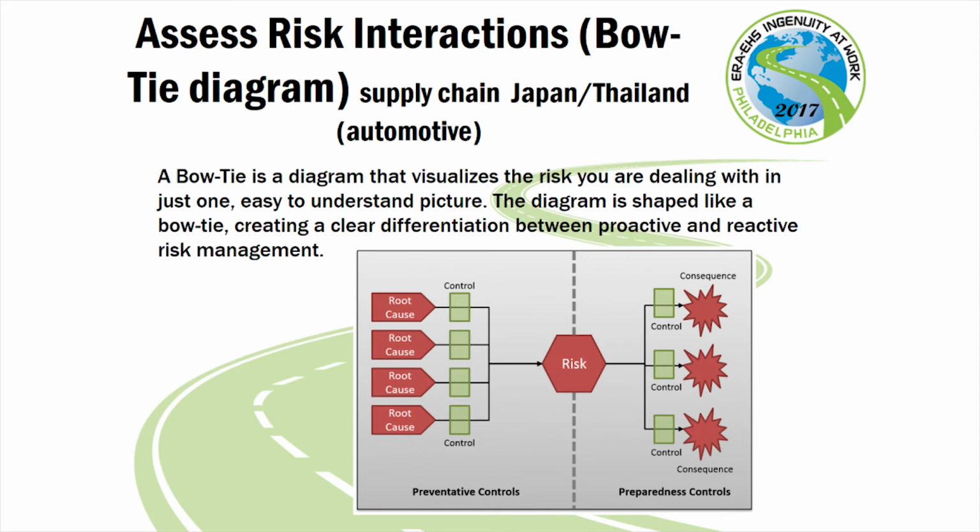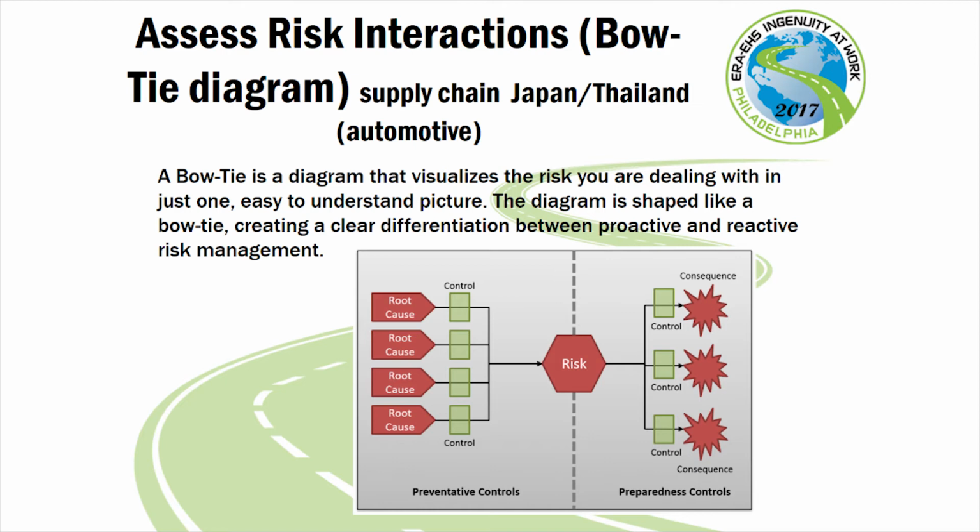This diagram is referred to as the bow tie diagram, and it's what we call assessing risk interactions. I had a little example here. We have a couple of probably automotive OEMs in the room this morning, right? When we had the earthquake over in Japan and the flooding in Thailand, if you remember, it affected the supply chain very drastically, where dealerships could not have cars to sell because they didn't have parts to build them.